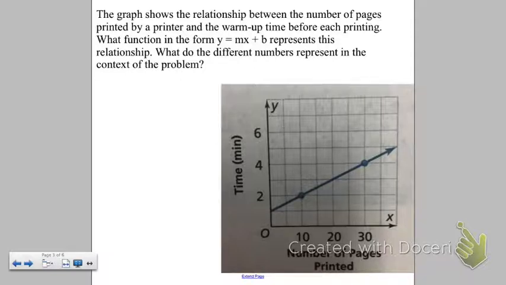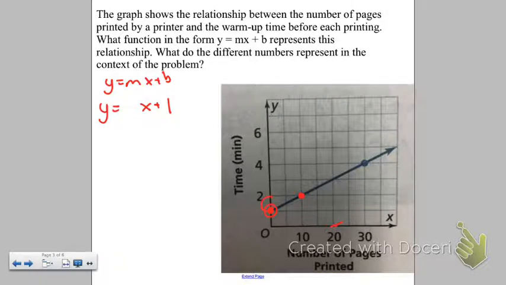So we have to write the equation in the form y equals mx plus b. I'm going to start with my y-intercept. My y-intercept is here and is just 1. So I have y equals our slope times x plus 1. Now to find my slope, I see how much I move up and to the right. So I'm going to use my 2 points, this point, my y-intercept, and this point.